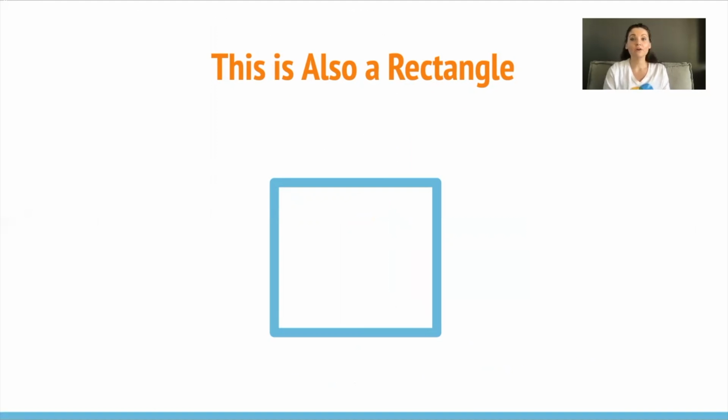A rectangle, in order to be a rectangle, only has to have 4 right angles and 4 straight sides. So in actuality, this square is a rectangle. In fact, squares are a special type of rectangle. They have 4 straight sides and 4 right angles, and their sides happen to be the same length.